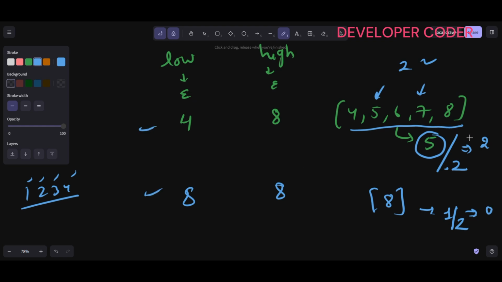So see, in the even scenario, when both low and high are even, I can simply divide the total number by 2 and I will get the output.